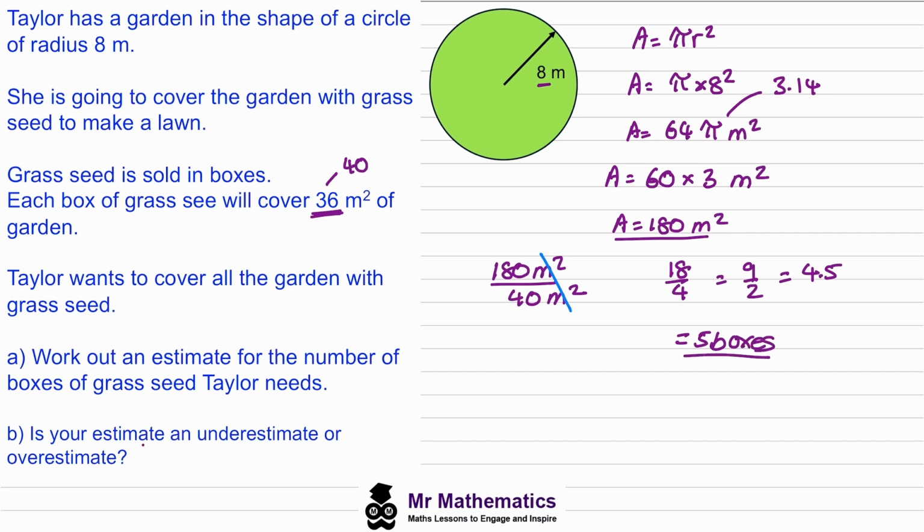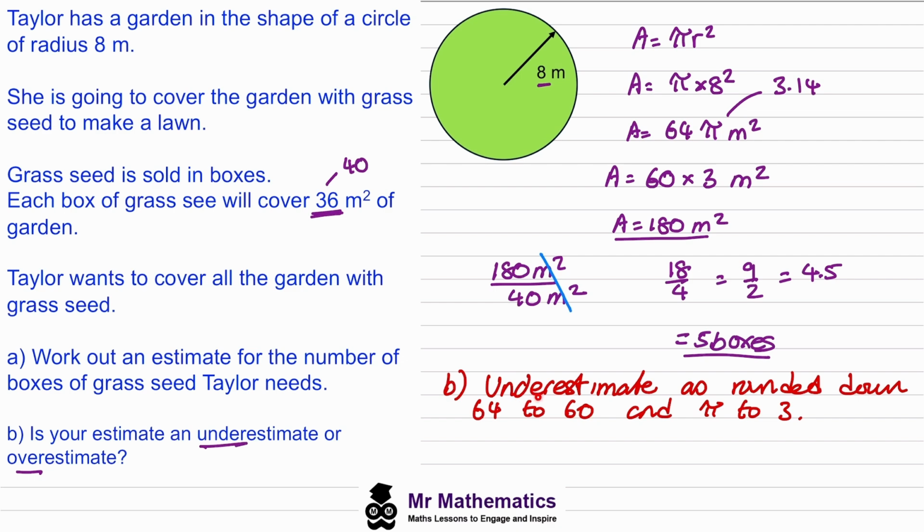Then for part B, is your estimate under or over? Well, we can see here we rounded this 64 to 60 and we rounded the 3.14 to 3. So in both cases, we rounded these numbers down. And yes, we did round up the 36 to 40, but rounding down the 64 and the pi is more significant. So we'll say this is an underestimate as we rounded down the 64 to 60 and the pi to 3. Okay, let's try one more question.